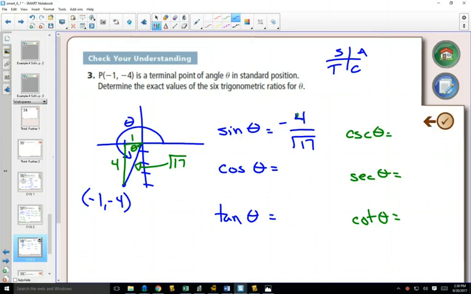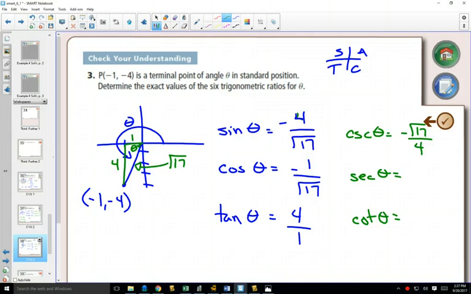For cosine, adjacent over hypotenuse, also going to be negative. And for tan, opposite over adjacent, 4 over 1. You could leave it just as 4. I wrote it as 4 over 1 so I could really show that. And also, when we do the reciprocals, our answers are going to be as follows. What's the reciprocal of 4 over root 17? It's going to be root 17 over 4. Because it's negative over there, it'll be negative over there.